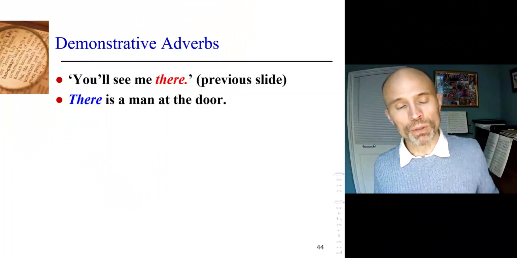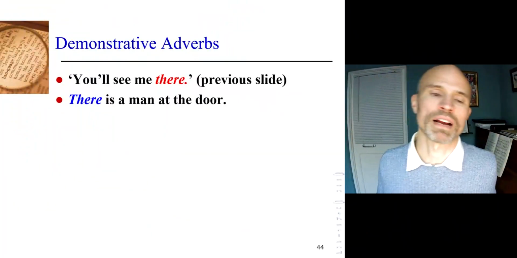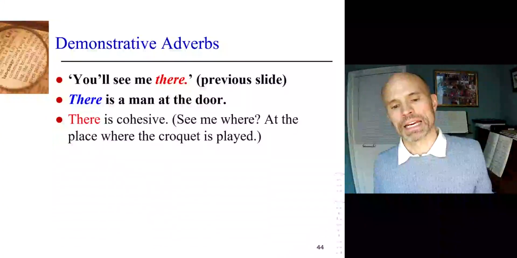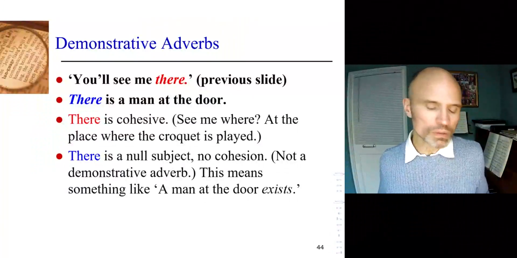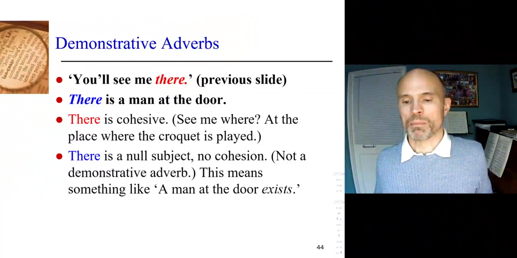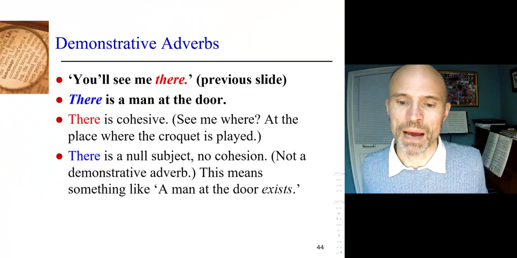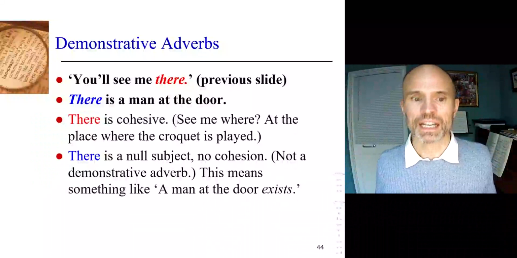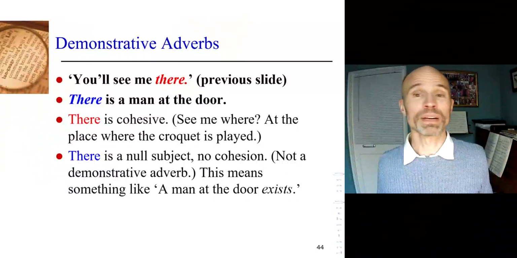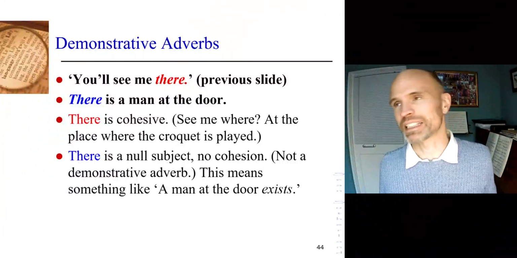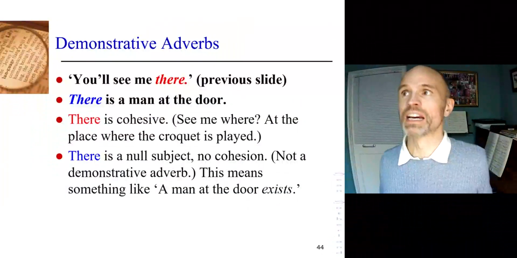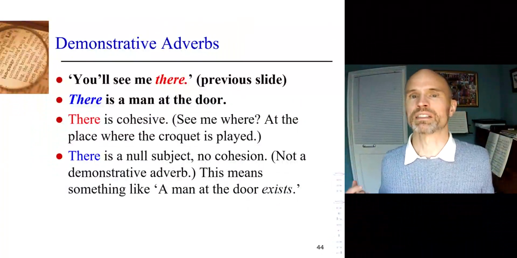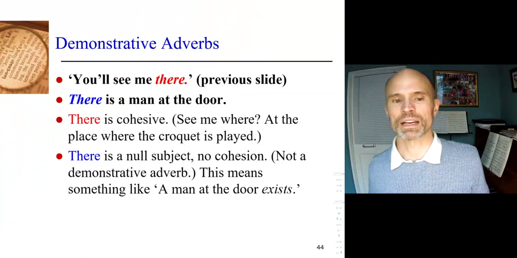The blue there is not a demonstrative reference. It's just because we need a subject, and so we use the word there. But really what you're saying is this, right? A man at the door exists, right? When you say there are 3 reasons, you're just saying 3 reasons exist. Or you say there were 3 reasons, you're saying 3 reasons existed. There are 3 reasons, there's 3 reasons, that sort of thing.